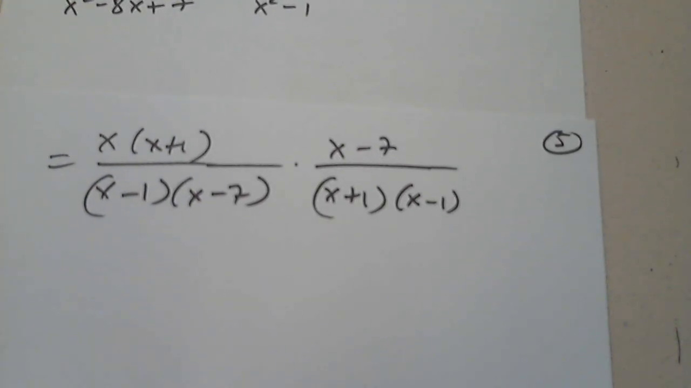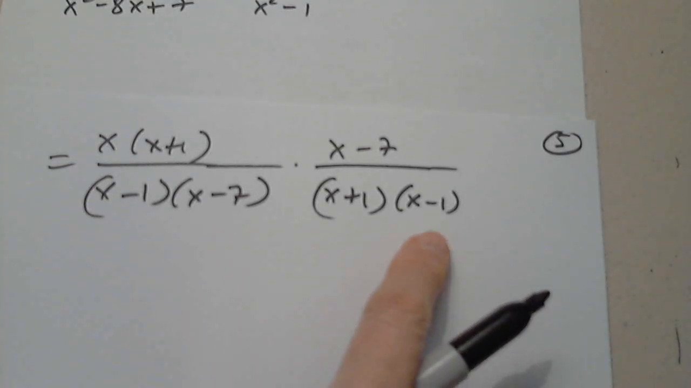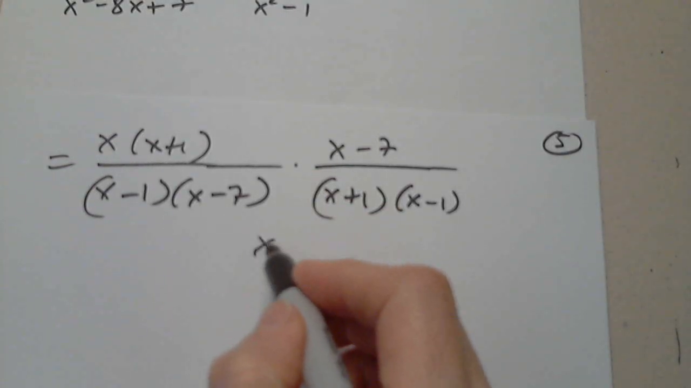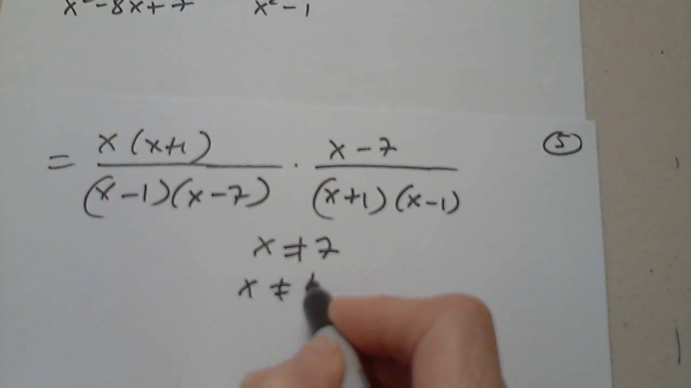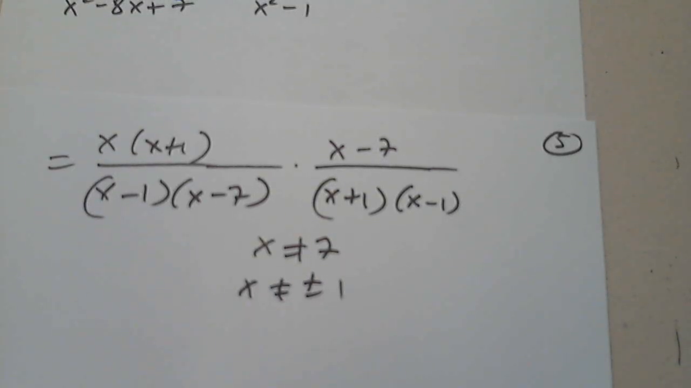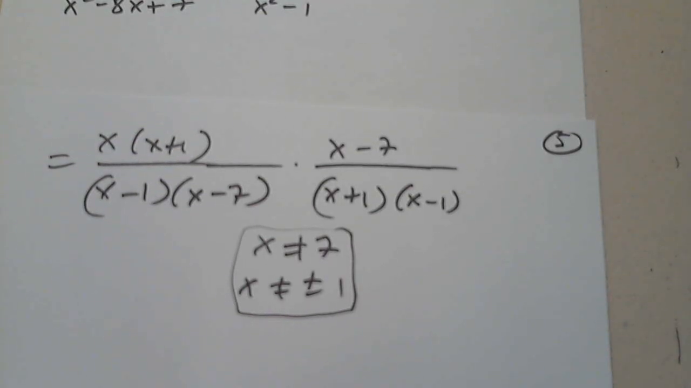Let's see if this is okay. Yes. Very good. And now we have to state restrictions. X cannot be 7 and x cannot be plus or minus 1. There is nowhere to enter these in Pearson, but the reason I'm emphasizing this is because of what follows in math from this point on. This is very important to understand.